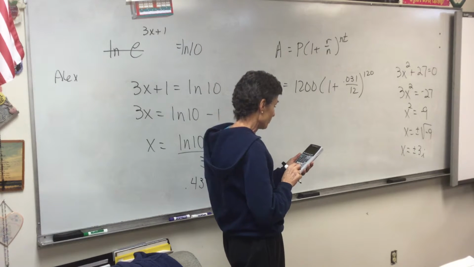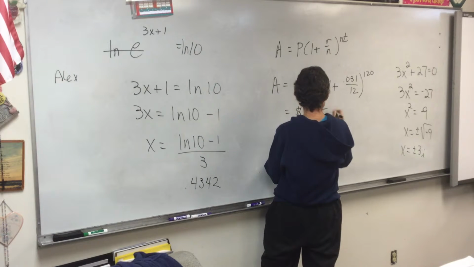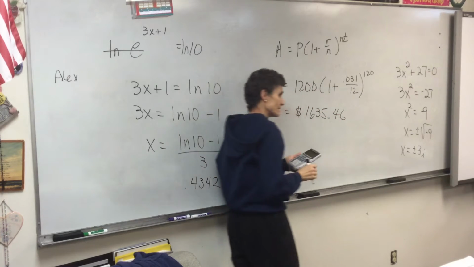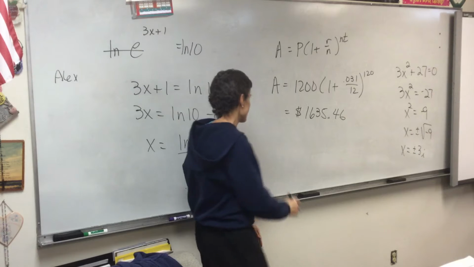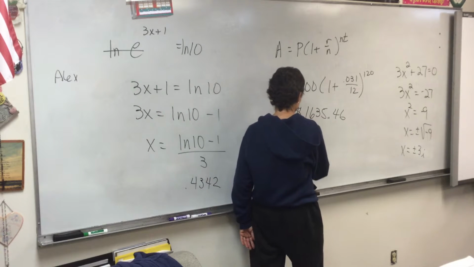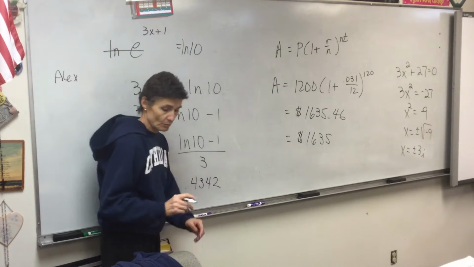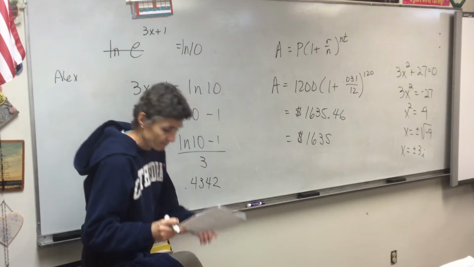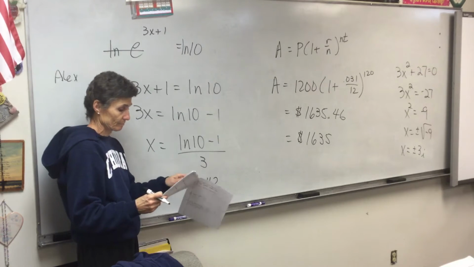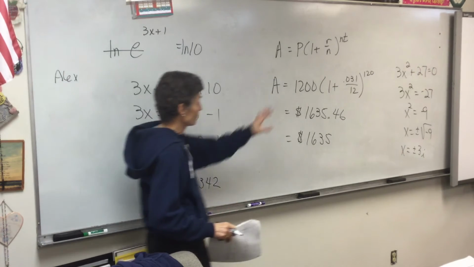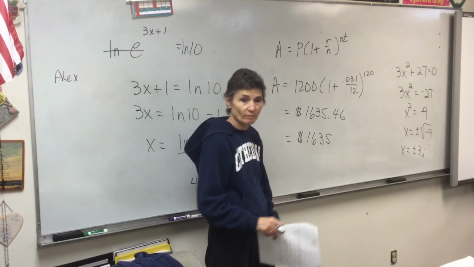And I ended up with an answer of 1635.46. Oh wait, did it say to the nearest dollar? Yeah. Okay, so if it says to the nearest dollar, then I need $1,635. How do you type that in your calculator? Type the parentheses, hit equals, raise it to 120, and times 1,200.